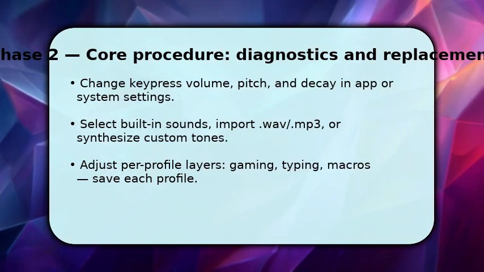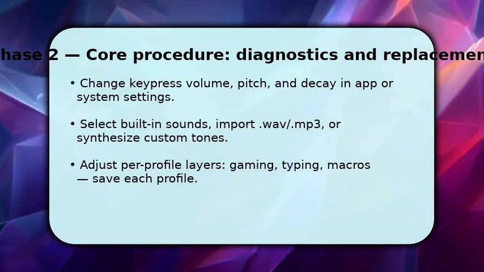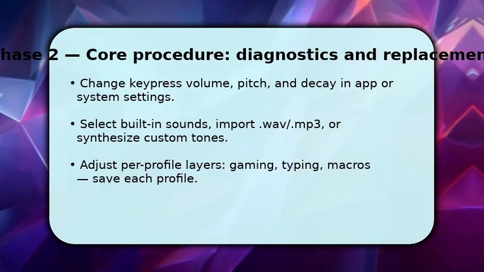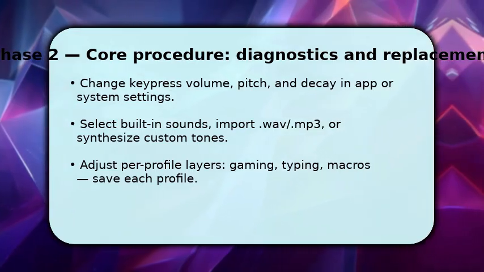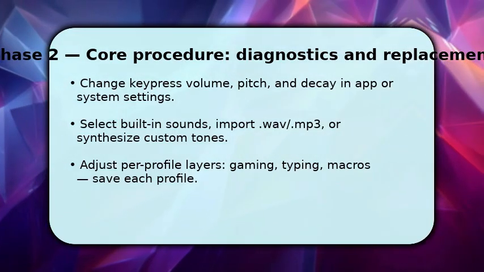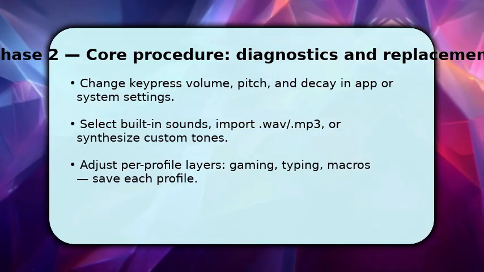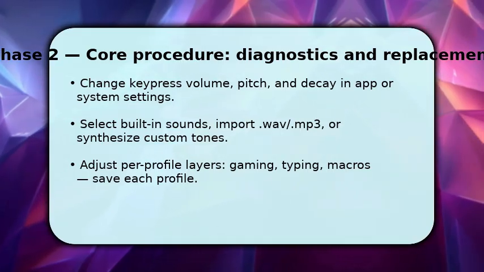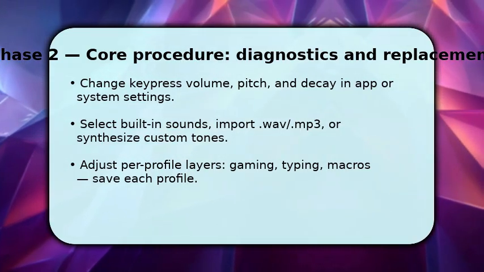You now dive into the main adjustments. Set volume, pitch, and decay. Those three control loudness, tone, and tail. If the app allows, import a short WAV or MP3 or pick a synthesized tone. Shorter samples reduce latency. Once chosen, tweak per profile layers so gaming and typing use different sound sets, and test latency by typing at normal speed.